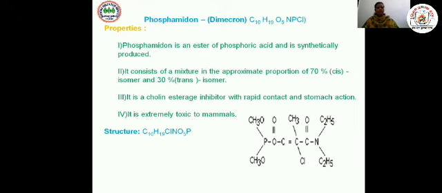Phosphamidon. This is an ester of phosphoric acid and is synthetically produced. It consists of a mixture in approximate proportion of 70% and 30% cis and trans isomers. It is a cholinesterase inhibitor with rapid contact and stomach action. It is extremely toxic to mammals. C10H19ClNO5P. This is the structure of phosphamidon.